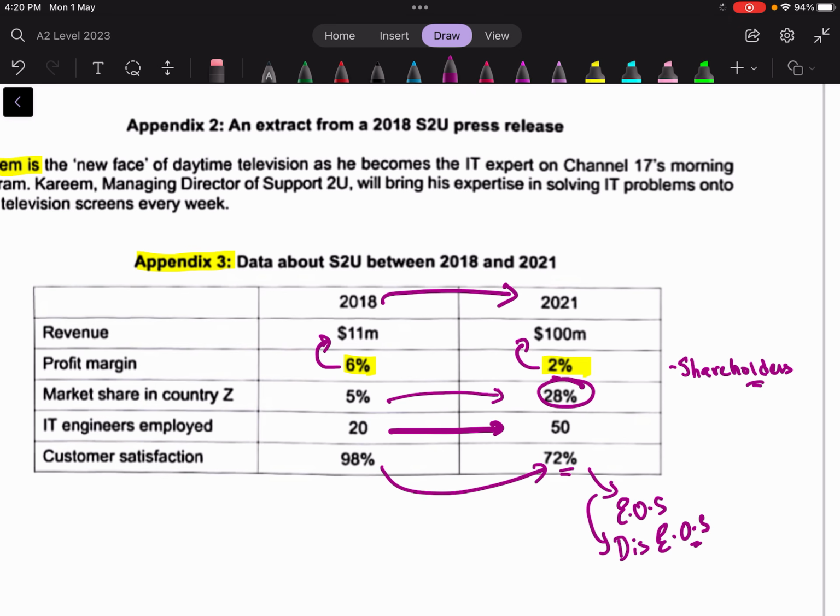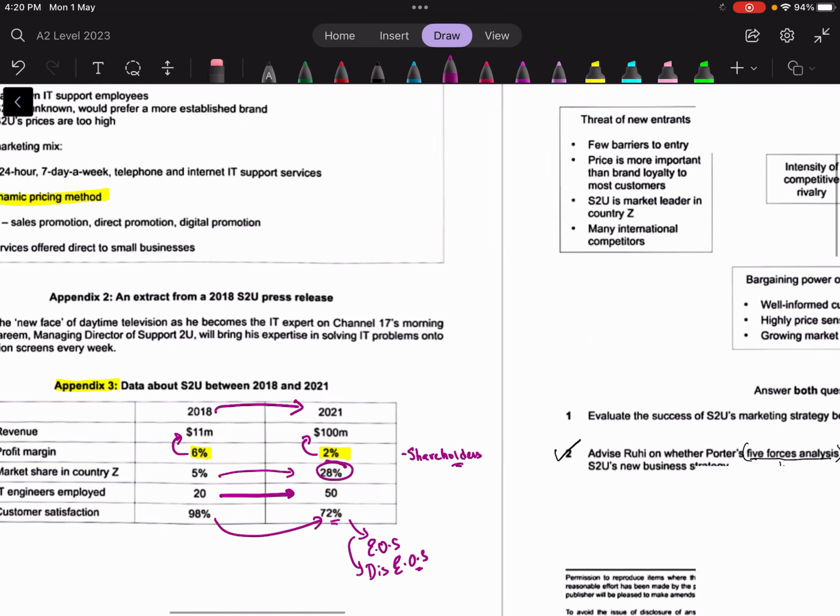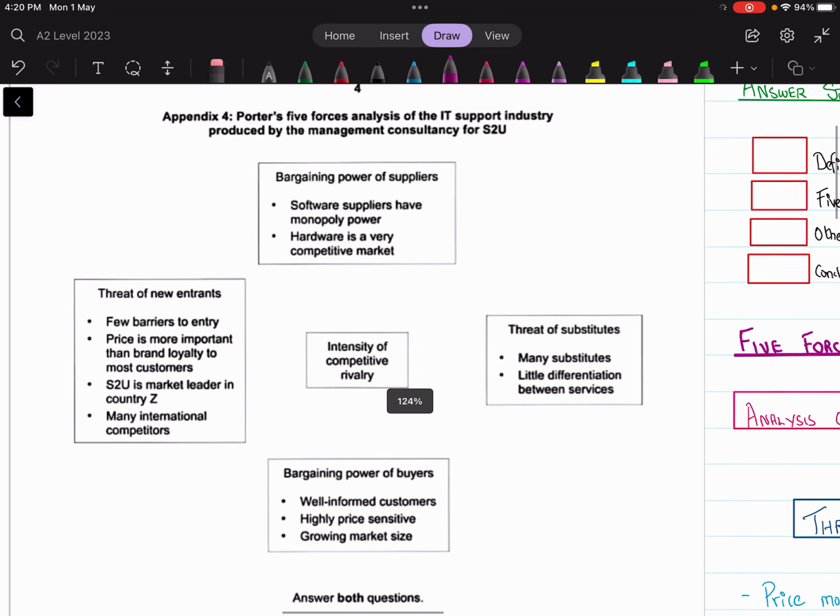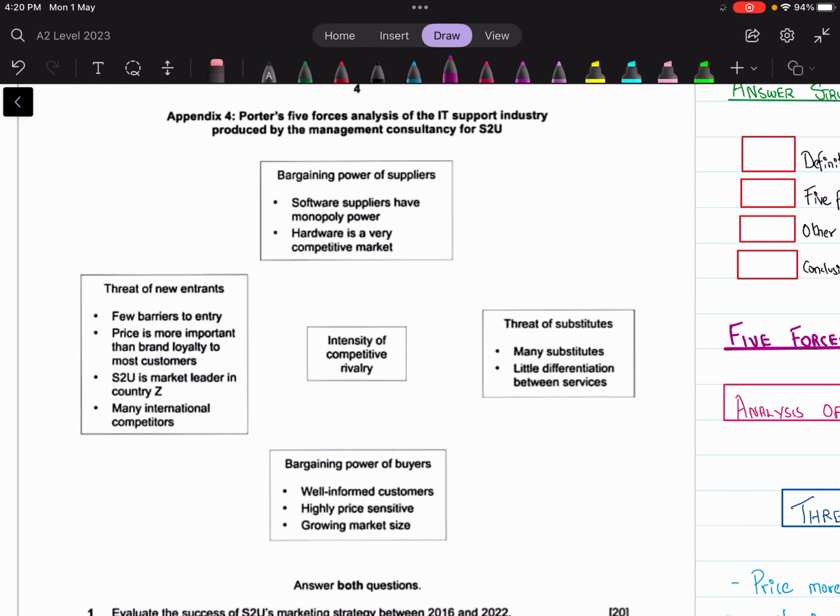So this appendix may be of greater relevance for question number 1, but we have discussed as much as we could for question number 2 as well. Now let's move to the last segment of this particular insert, and that is the Appendix 4. And you can clearly see that the Appendix 4 contains the Porter's 5 forces analysis for the IT support industry produced by the management consultancy for S2U. I would advise you to solve strategic analysis questions of the previous paper 3 to get yourself more affiliated as to how to analyze such information.